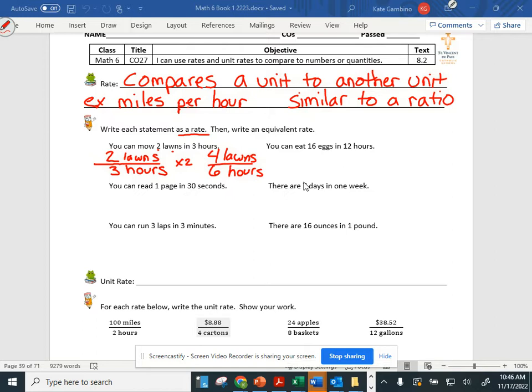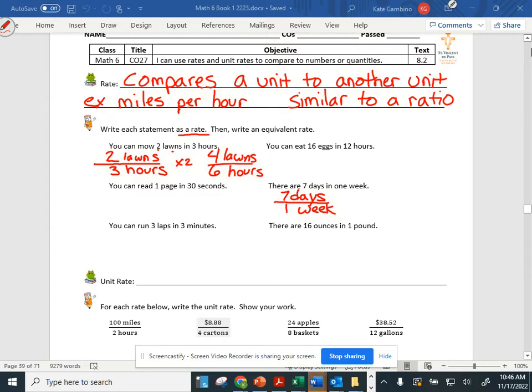So there are 7 days. Let me move that cursor. There are 7 days in 1 week. How do you think I would write that? Jillian? So the 7 days and then the fraction. 7 days and then per, you do 1 week.